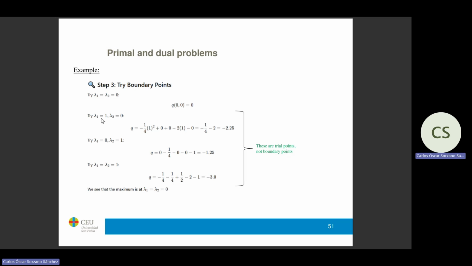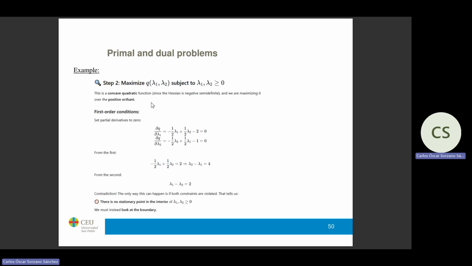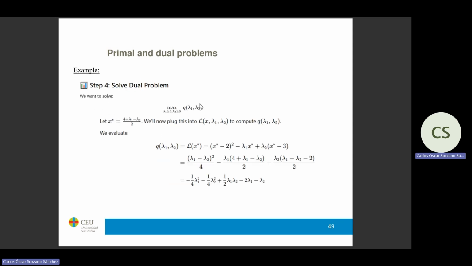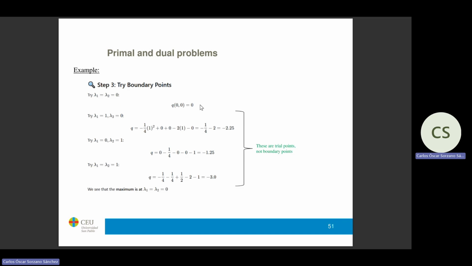Then we take 1 and 0. It is minus 2.25. We try 0.01. This is not even on the boundary, this is in the middle. So we try a few points, and if you try many more, it turns out that the maximum is this one. So now we know that lambda 1 equals lambda 2 equals 0. So that is the maximizer of the dual problem. So we have found the maximizer of the dual problem.